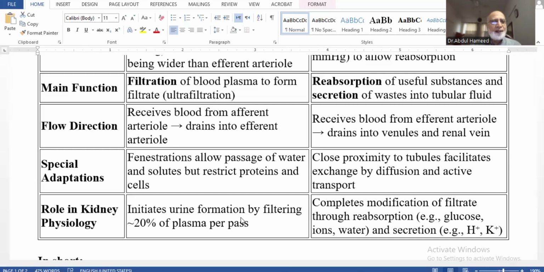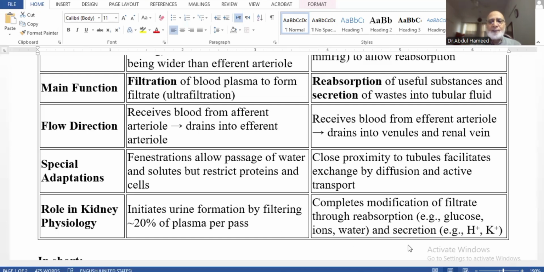Role in kidney physiology: glomerular filtration initiates urine formation by filtering 20% of plasma per pass. Whenever there is blood, they receive blood from the afferent arteriole. So 20% of plasma will get out of the glomerular capillaries into the Bowman's capsule.